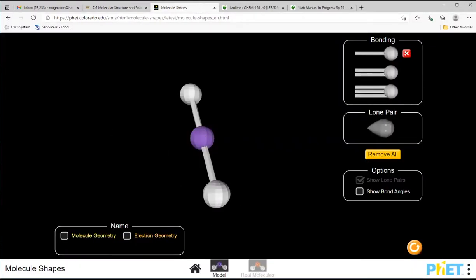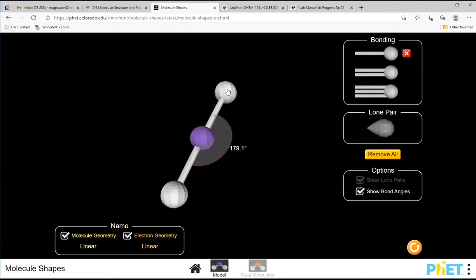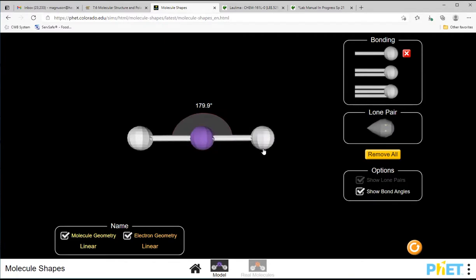And this is pretty cool. You can do it with real molecules or models, and we'll start with models. This is like my beryllium hydride, if you will. We can click on electron geometry. What's the electron geometry of this? It's linear. What's the molecular geometry? It's linear. So they're the same. If you don't have lone pairs, the molecular geometry and the electron geometry will always be the same. And we can show bond angles. It's 180 degrees. So there's our first geometry.